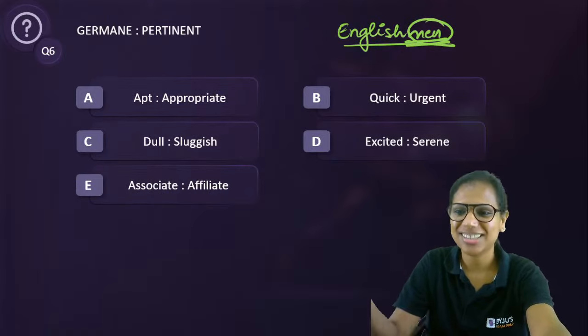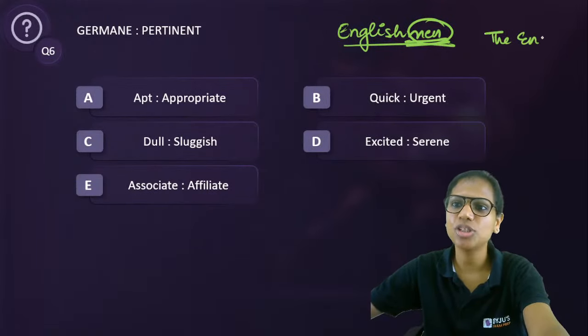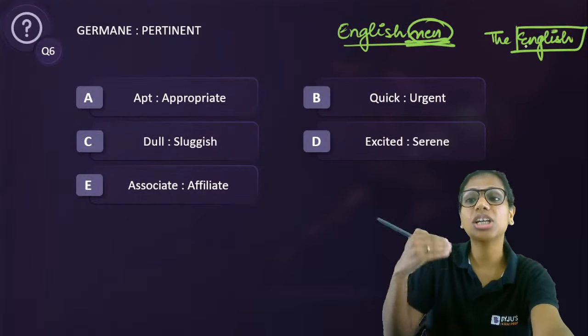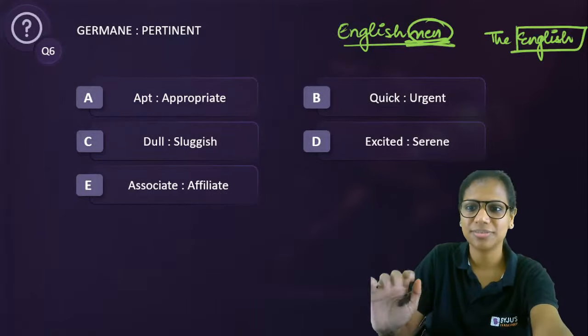That's why I said Britishers. The English. In that case, it will be the English. Because if you just say English, it could just be the subject, no? It could just be the subject English. So the English, when you say the English, that means you're referring to the people who are English.